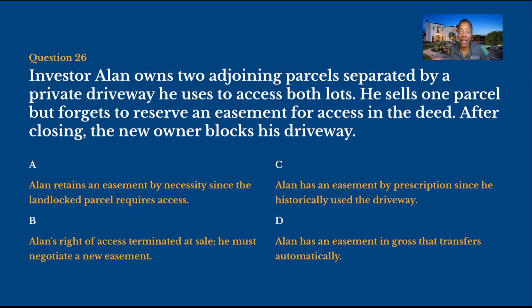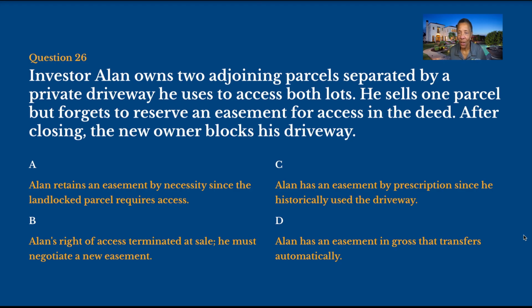A. Allen retains an easement by necessity since the landlocked parcel requires access. B. Allen's right of access terminated at sale. He must negotiate a new easement. C. Allen has an easement by prescription since he historically used the driveway. D. Allen has an easement in gross that transfers automatically. So what say you? The correct answer here is B. Allen's right of access terminated at sale. He must negotiate a new easement.